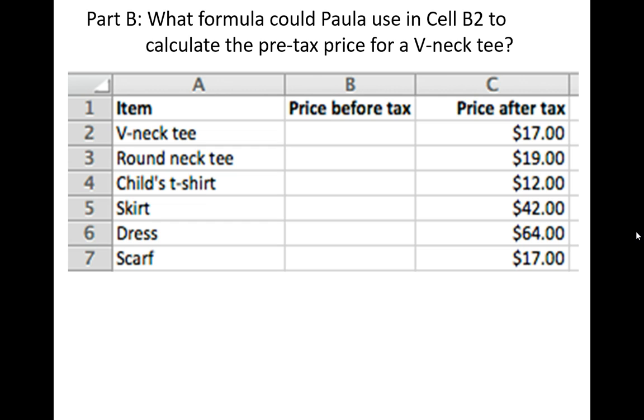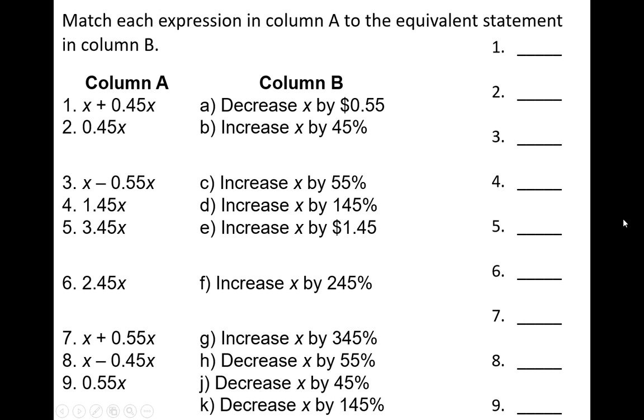What formula could Paula use in cell B2 to calculate the price? Well, the formula is just going to be whatever this quantity is. So B2 is equal to C2 divided by 1.075. Similarly, B3 would be equal to C3 divided by 1.075. So if you were doing this in an Excel spreadsheet, you get the formula.